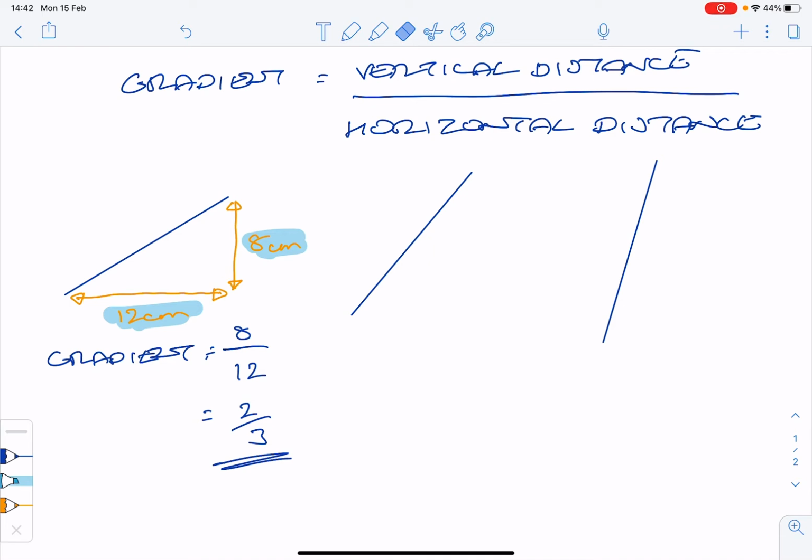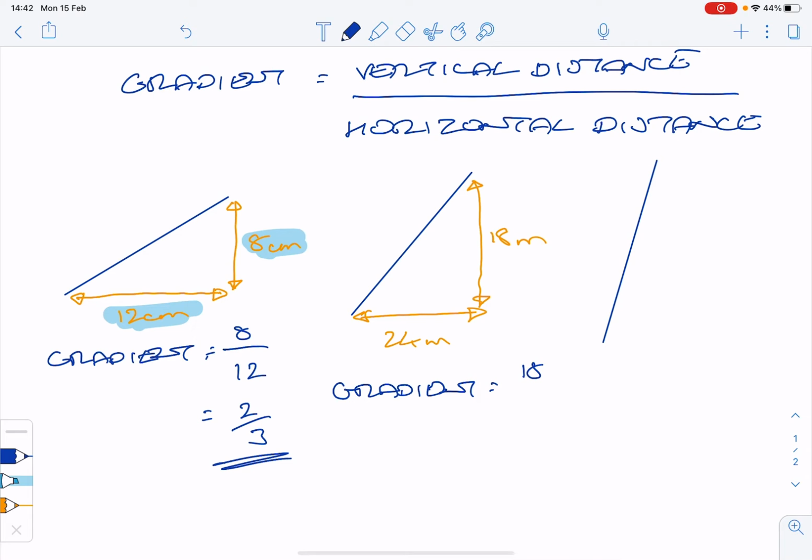I'll change these in a second so that we can see that, but let's just get these examples done first of all, okay? So this second one here, okay, we've got our horizontal and our vertical. Let's say this is 24 meters, and let's say this is 18 meters, okay? Not quite to scale, but the gradient is still done in exactly the same way. It's going to be our vertical distance, which is 18, divided by our horizontal distance, which is 24, okay?